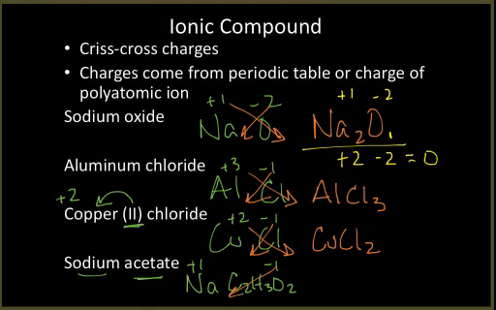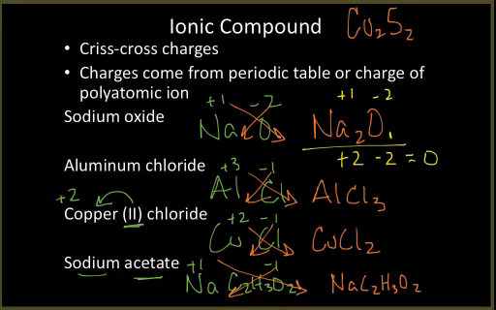So that -1 comes down there, plus 1 goes over there, and we end up with NaC2H3O2. Okay, the other thing about ionic compounds is that you can reduce those subscripts. So if, for example, we had copper sulfide, which would have ended up being Cu2S2, then those 2's would cancel each other out, and our final correct formula would just be CuS.